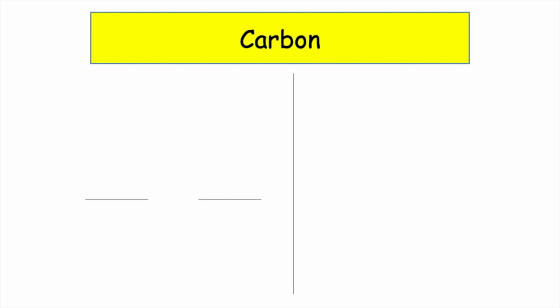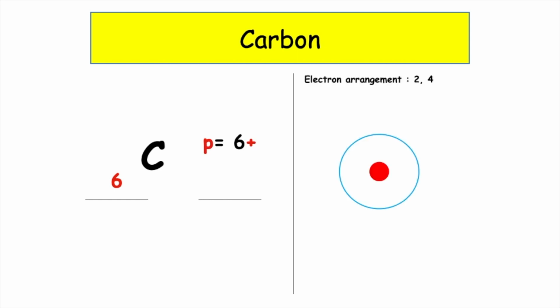Carbon has the chemical symbol C. It has the atomic number 6, which means it's got 6 protons which can be found inside the nucleus. It has the electron arrangement 2, 4, which means in the first energy level it has 2 electrons, and in the second energy level it has 4 electrons.